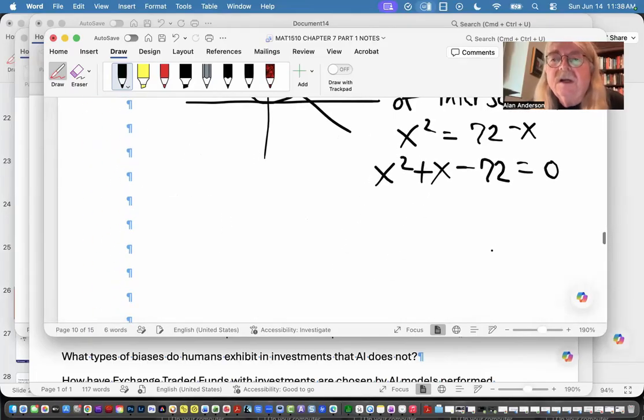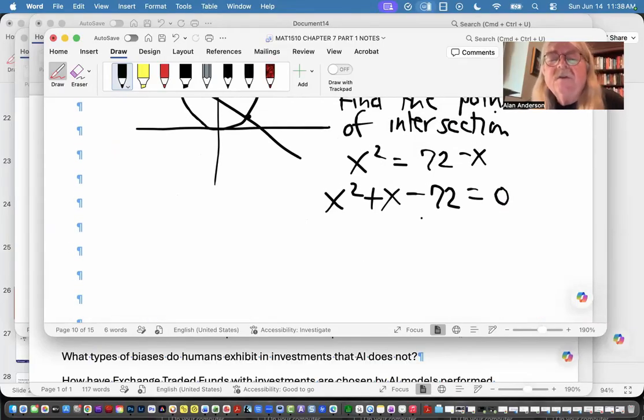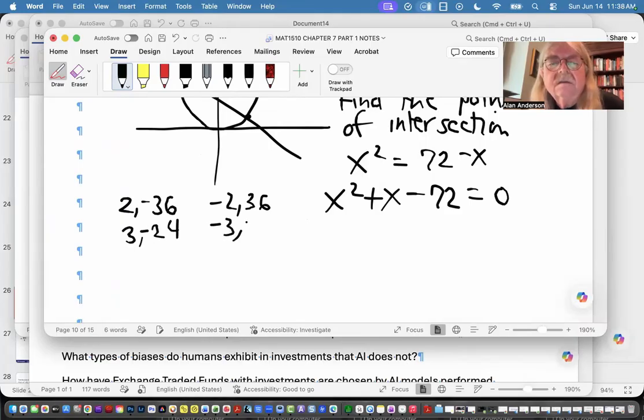You can either use the quadratic formula or you can try to factor it. If you do try to factor it, remember what you're trying to accomplish is we need two integers whose product is negative 72, which could be, for example, 2 and negative 36, negative 2 and positive 36. We could also have 3 and 24, 4 and 18, 6 and 12.